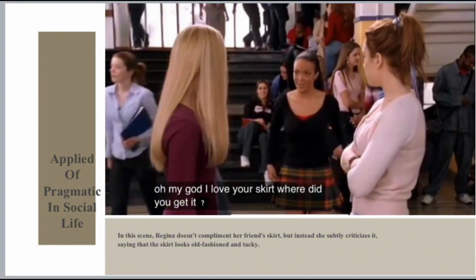And the next example is when Regina said, "Oh my god, I love your skirt. Where did you get it?" In this scene, Regina doesn't compliment her friend's skirt, but instead she subtly criticizes it, saying that the skirt looks old-fashioned and tacky.